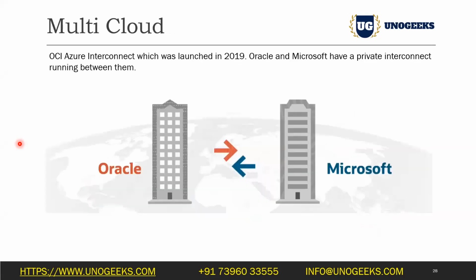And then you have the multi-cloud offerings. This is nothing but the Azure OCI Interconnect, which was recently launched in 2019, and Oracle and Microsoft have a private interconnect running between them. So if you have your database in Oracle, you can also have your application running on the Microsoft Azure cloud, and they can be interconnected using a private interconnect. They have FastConnect and ExpressRoute to connect these two cloud providers, and you can make use of the services.